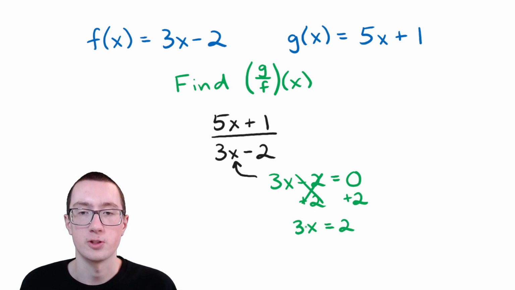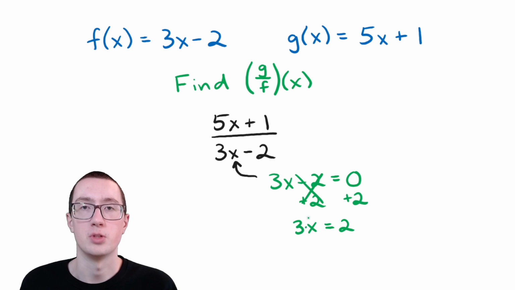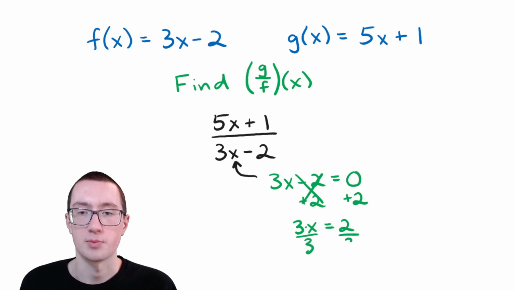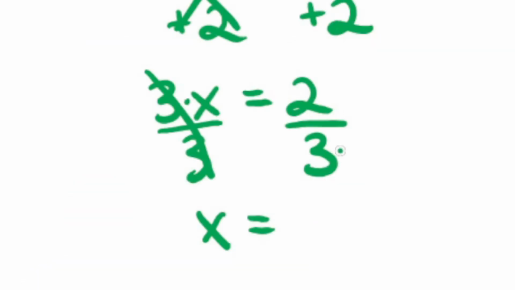And now we're just left with multiplication. So we need to do the opposite of multiplication, which is division. So we'll divide both sides by 3. These cancel out, and we just have x equals 2 divided by 3, which is, well, 2 over 3. Nothing you can really do about that, right?